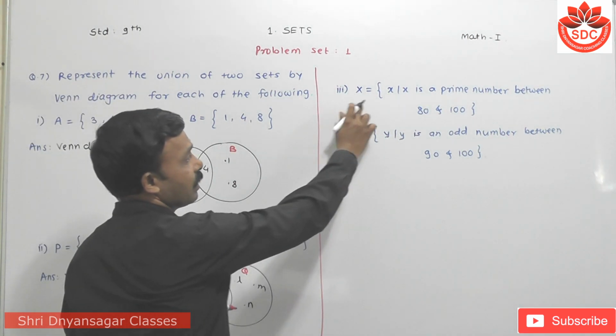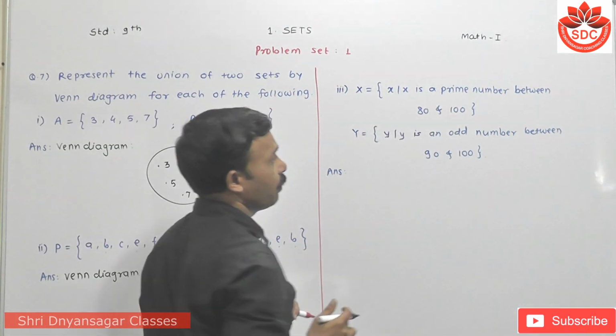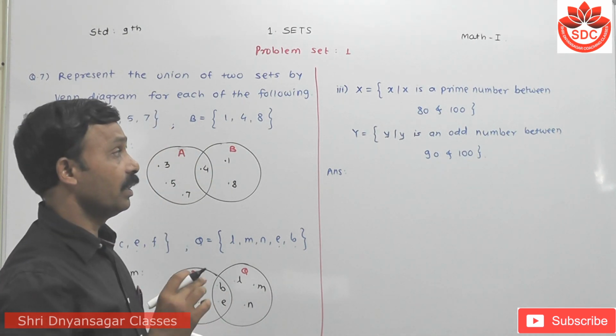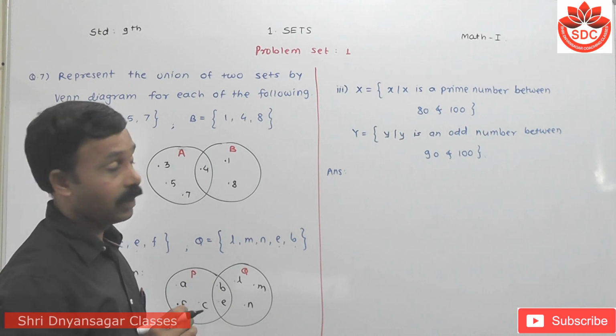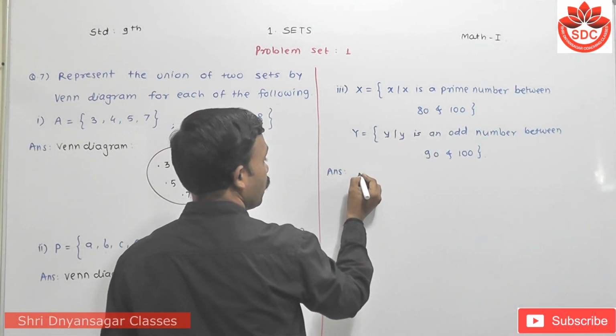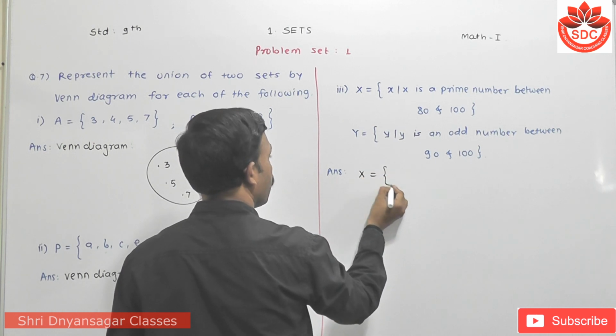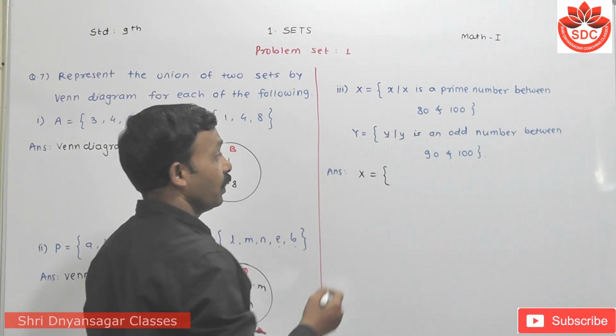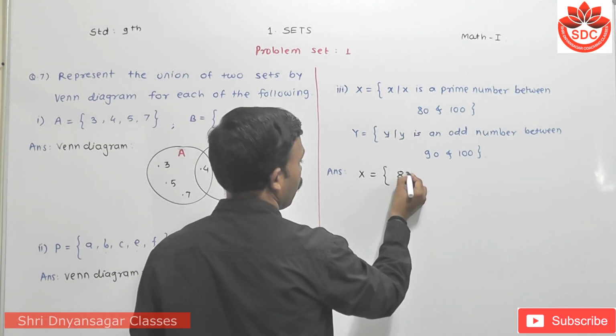Then the third one is: X is the set of X such that X is a prime number between 80 and 100. That means the number is divisible only by its set. Now which numbers are these? First I have to find out the set X, the prime numbers between 80 and 100. The first prime number is 83.